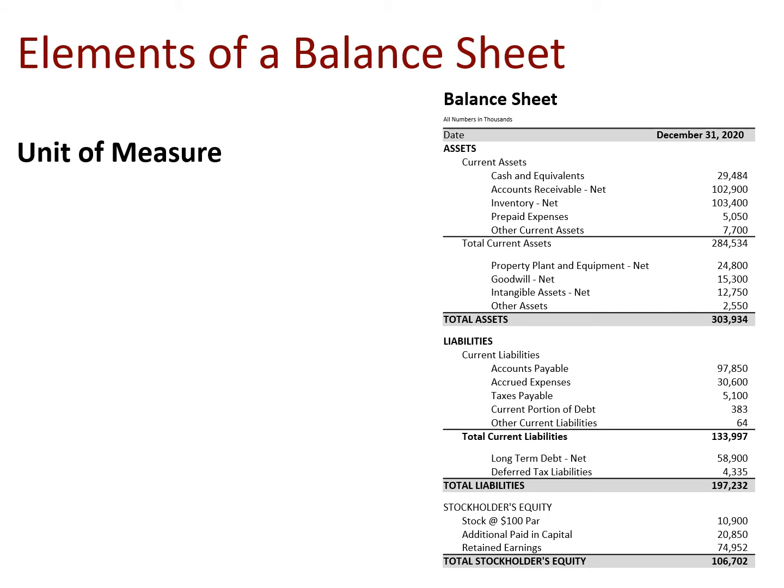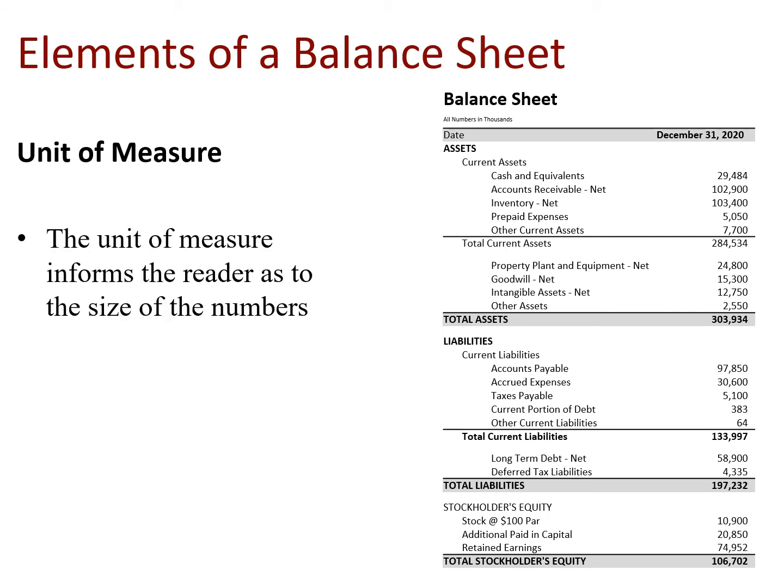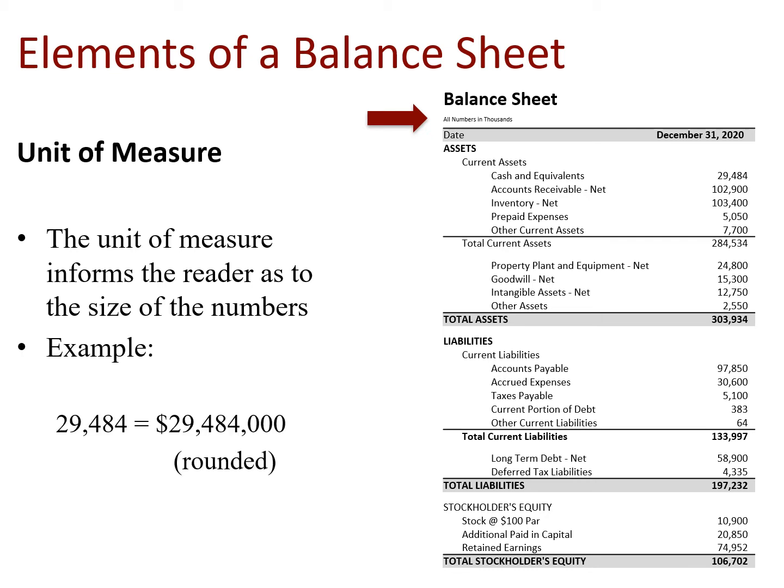The unit of measure informs the reader as to the size of the numbers. For example, you can see here, it's kind of small, that all numbers are in thousands. So that means, for example, that the cash and equivalents, where it says 29,484, actually represents 29,484,000 rounded.